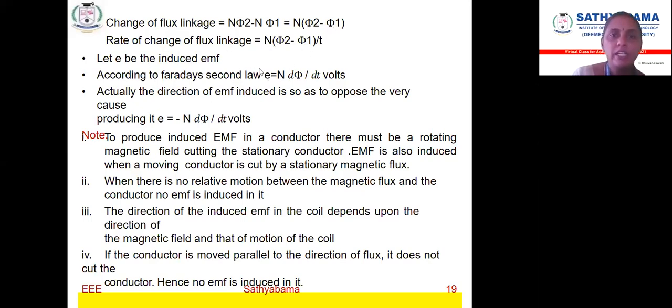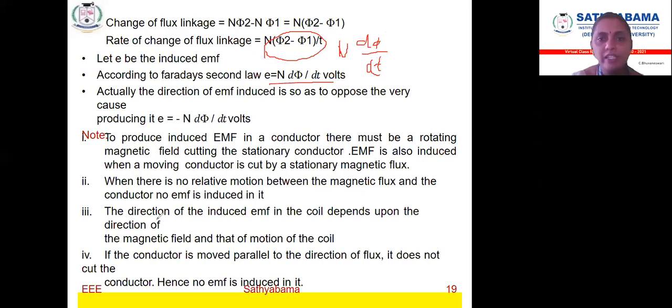So if E is the induced EMF, then according to Faraday's law, we can write E is equal to n d phi by dt, right? You're able to understand, I think. See, this is n d phi by dt: n into rate of change of flux. Rate of change of flux is going to be d phi, so we will call it d into phi, divided by, since it is the rate of change of flux, the time is also included, so we will put it as dt. So that's what has been mentioned here. E is equal to n d phi by dt.